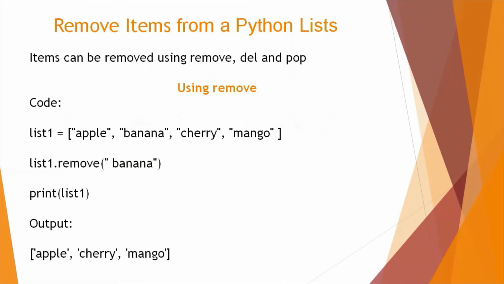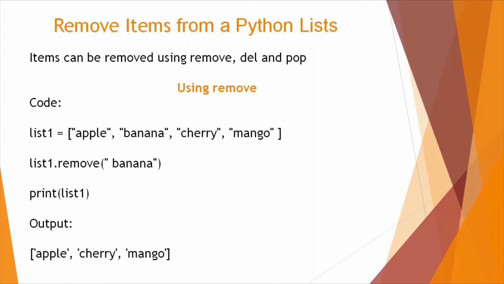So let's talk about removing items from a list. Items can be removed using remove, del, and pop. These are three functions that can be used to remove items from a Python list. So here I am using remove. So let's declare a list that is apple, banana, cherry, and mango, and we'll pass the element in the remove. So list1.remove and the parameter, that is banana, the string I want to remove.